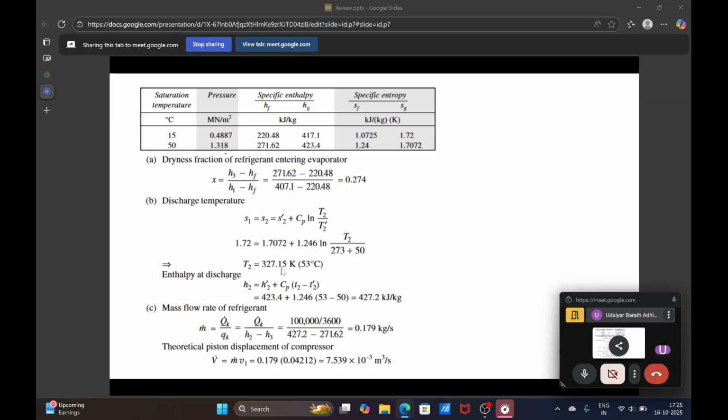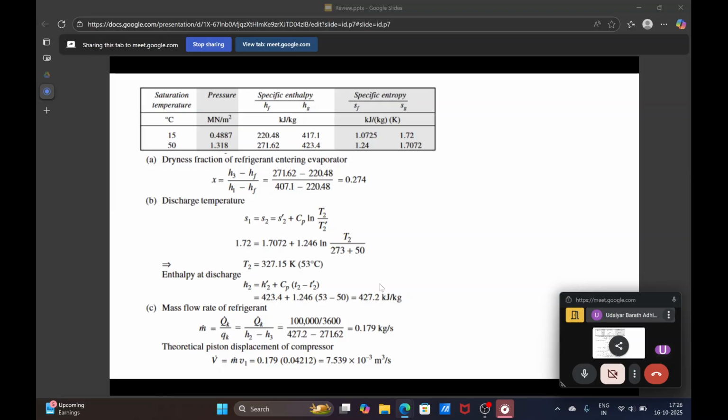So the enthalpy at discharge is your saturated vapor enthalpy plus Cp times the change in temperature. The saturated vapor enthalpy corresponding to 50 degrees Celsius is 423.4, plus Cp, which is 1.246, multiplied by your temperature change. Your saturated vapor is at 50 but your exit temperature is 53. So that gives you H2 as 427.2 kilojoule per kg. So that is your enthalpy at discharge.